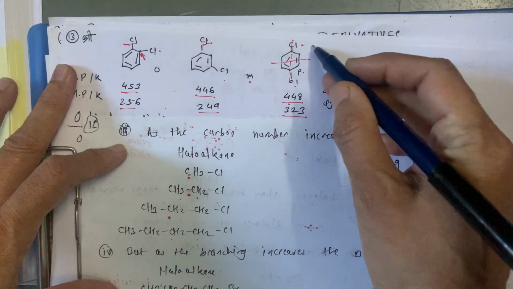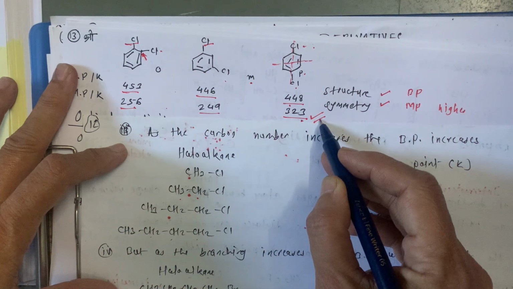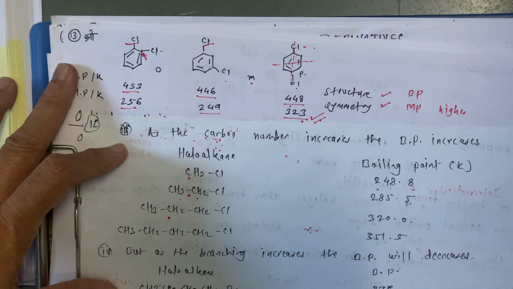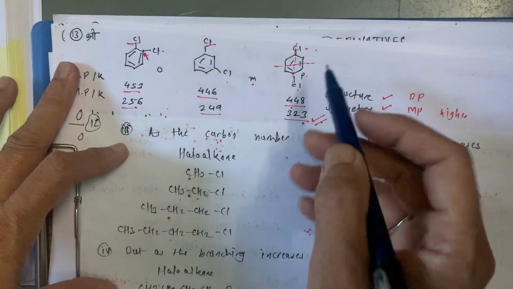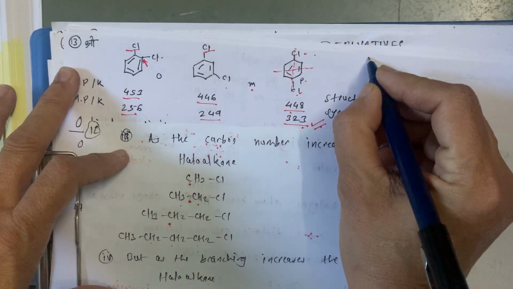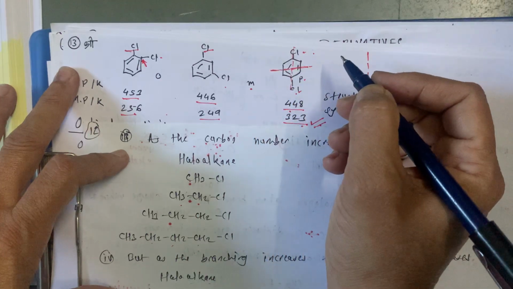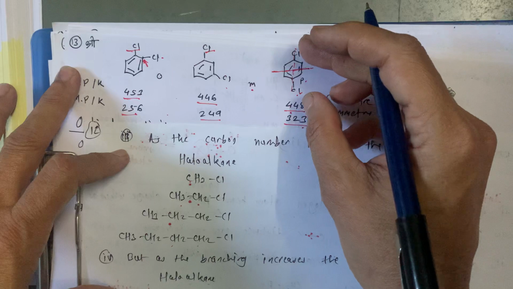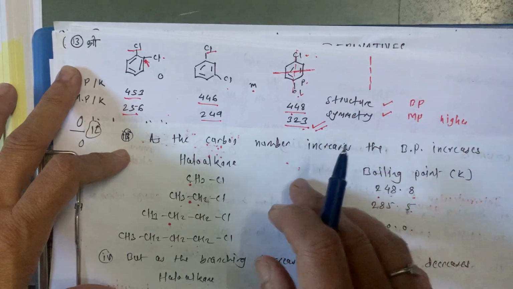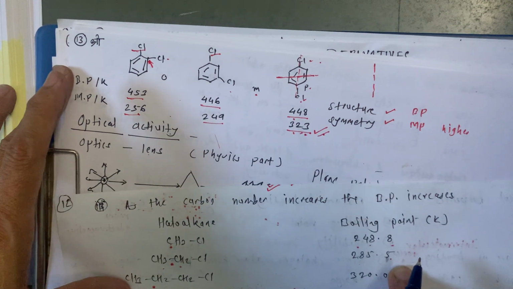Okay, and in the para isomer it is very high. This is 256 while this is 323. This is very high with respect to the ortho and meta isomers, because this structure is a symmetrical structure. You can see the symmetry in this way or in this way. If this is so, it requires higher energy to convert the solid compound into liquid, and that's why this melting point is very high.